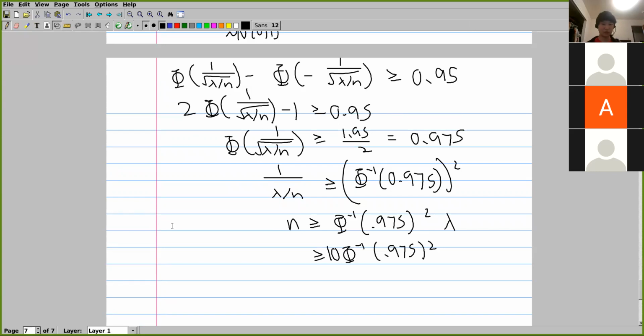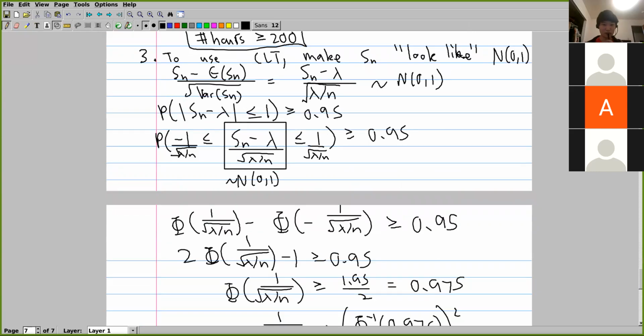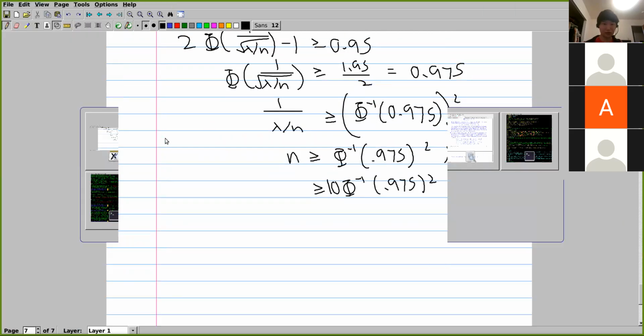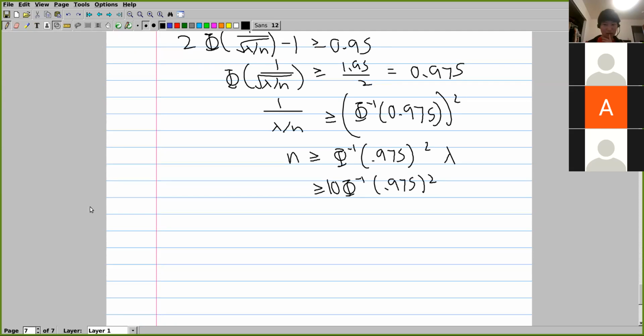Did we subtract lambda from the 2 bounds? We subtracted lambda in the very beginning, so we didn't need to subtract it from each of these. Okay. And if you're curious about the numerical answer, this is roughly 10 times 1.96 squared.